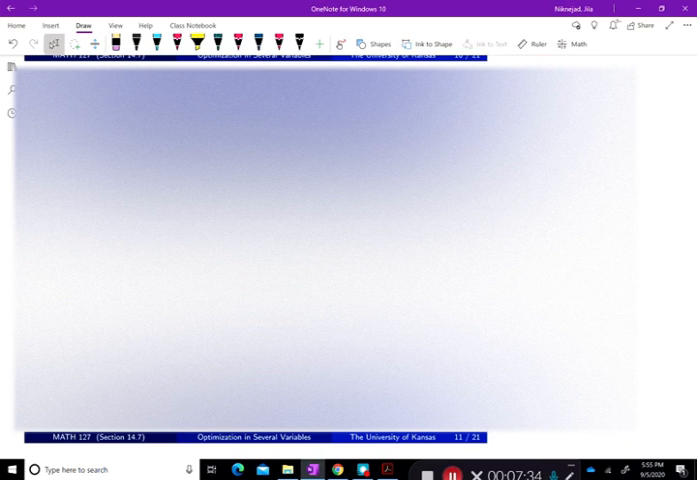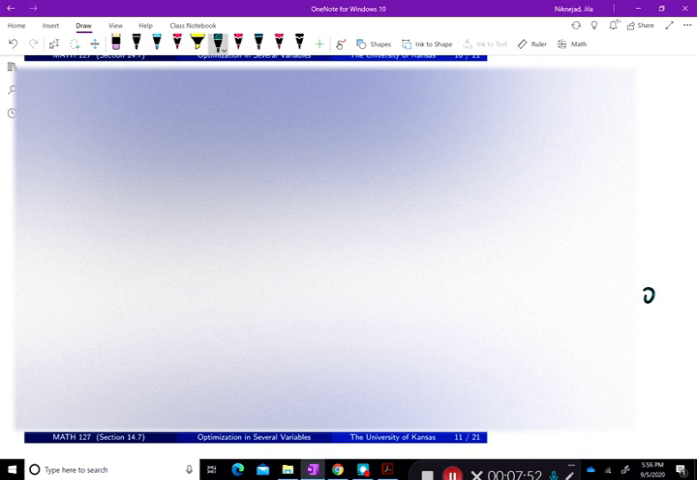Again, critical point, so let's form the discriminant, and the discriminant is this times this, which is 70, minus 9 to the power 2, which is 81. That is negative 11. It's a negative value. I don't even have to know about f sub xx. All I need to know is this is a saddle point.